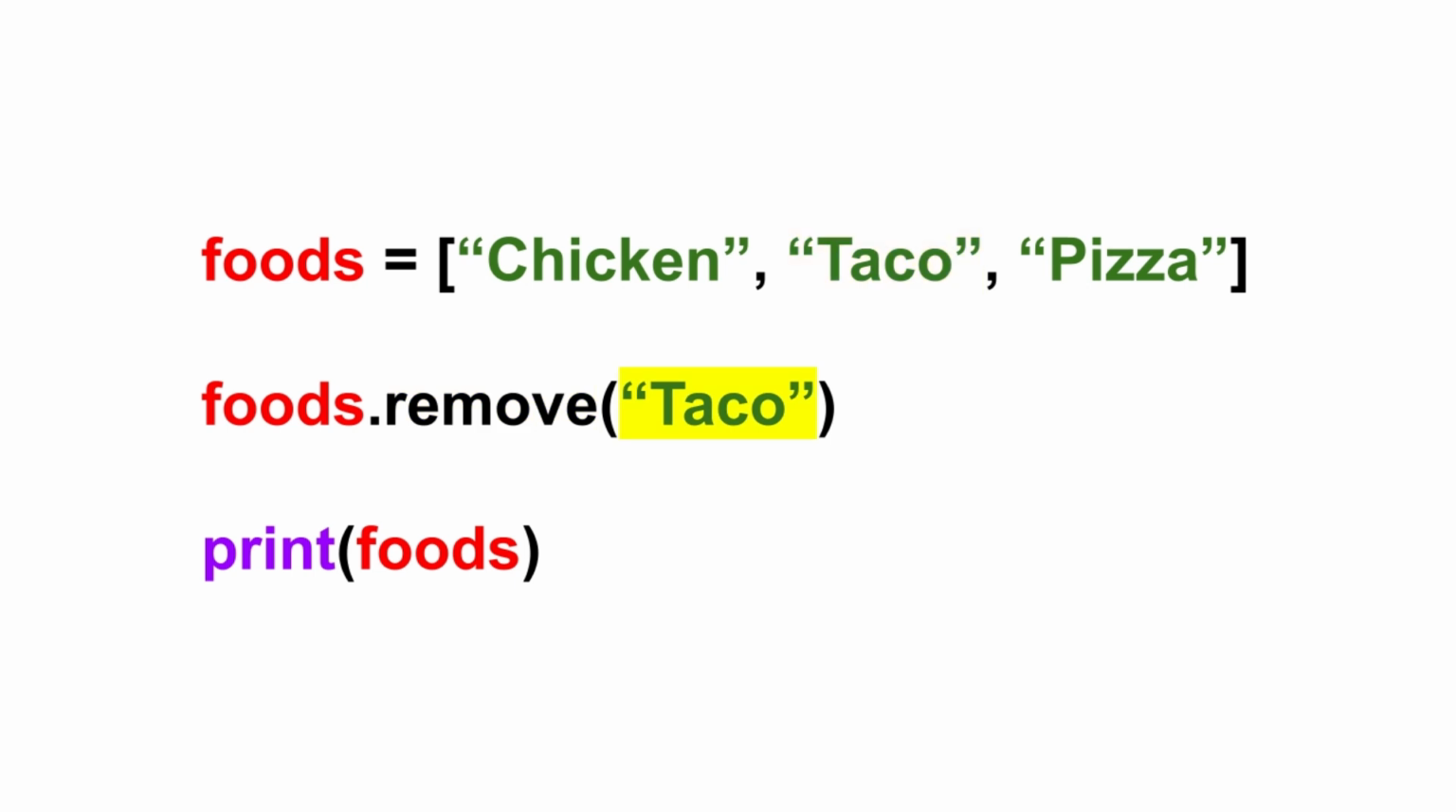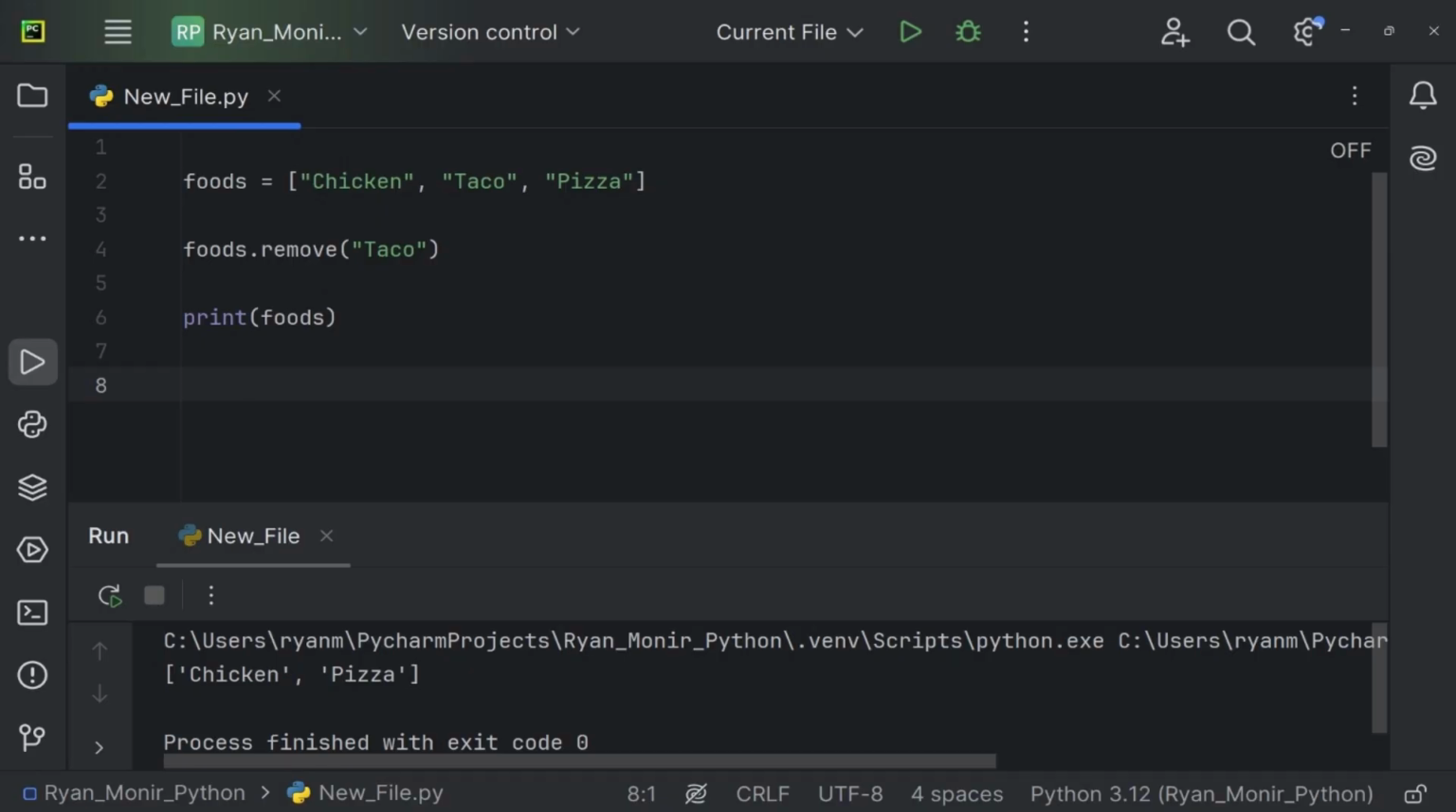For example, if I write taco inside the parentheses, the taco item will be removed from the list. When dealing with the remove function, just make sure that the item you're removing is actually in the list. Otherwise, trying to remove an item that doesn't exist in the list will cause an error. If we run this, we can see that our taco item is removed from the list.